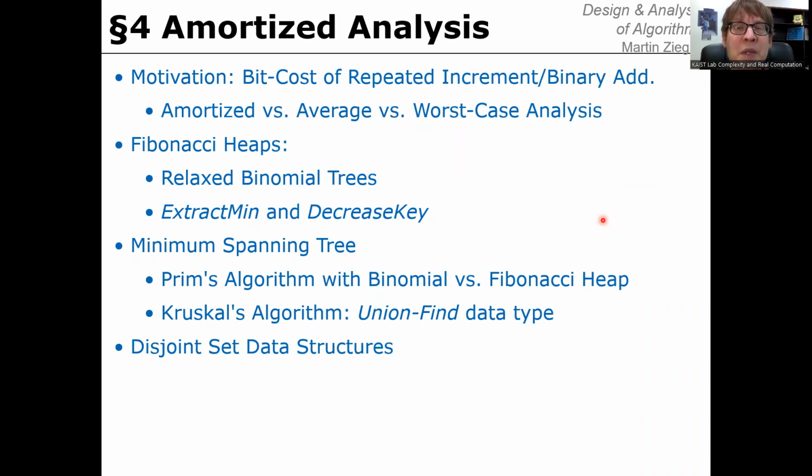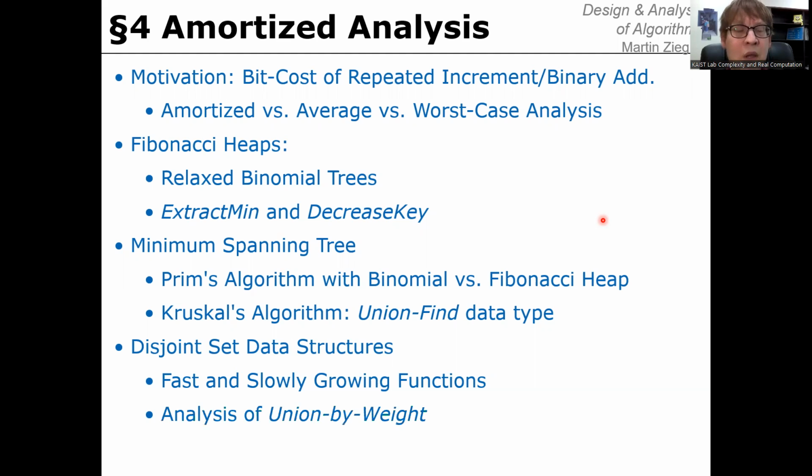And in order to formalize what that means, we're going to talk about fast-growing functions, polynomial, exponential, doubly exponential, triple, and even faster-growing functions on the one side, and on the other side, slowly growing functions, namely the inverses of these fast-growing functions. Then we're going to discuss the first way of realizing such a disjoint set data structure, namely using the union by weight heuristic. And we're going to analyze that heuristic and thus turn it into an actual algorithm.